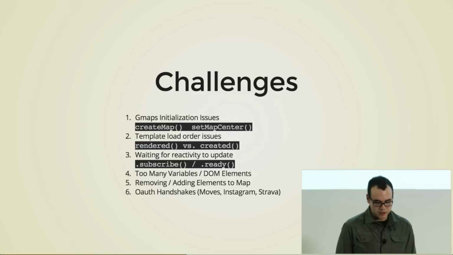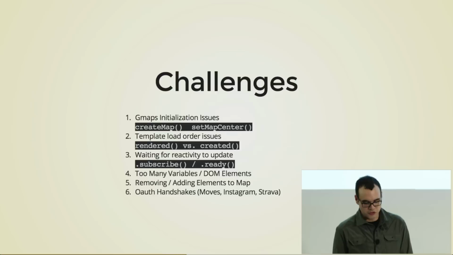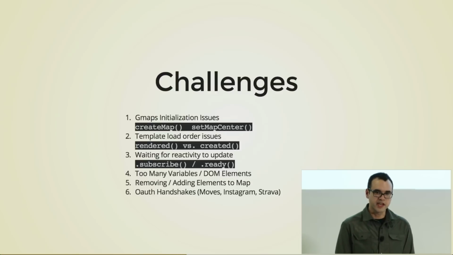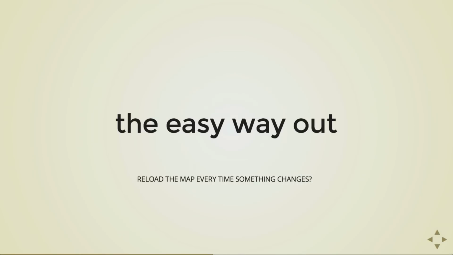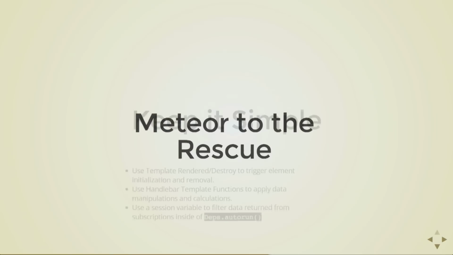Moving on, template load order issues are also a big concern. It's when you decide: when do I want to render, when do I want to use the rendered function versus the created function, and then waiting for reactivity updates. Also, when you begin to use a lot of data, you can overload the DOM, and eventually it'll crash the browser or a mobile device. Also, OAuth handshakes are not fun and easy, but they're doable. The easy way out: why don't we just reload the map every time something changes? No. Meteor to the rescue.